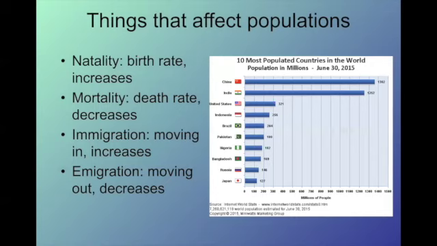Some things that affect populations, with their gnarly scientific terms. Natality is just birth rate. So as natality increases, so does population. Mortality is death rate. As death rate increases, population decreases. Immigration with an I is moving in. Emigration with an E is moving out. And you look at our 10 most populated countries as of 2015, it really hasn't changed much, and we don't expect it to change much.